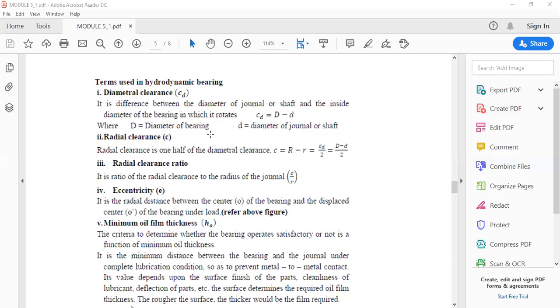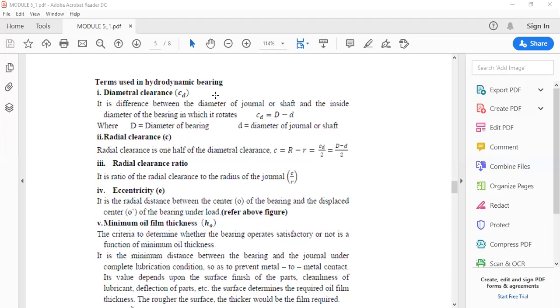So, we were discussing module 5, lubrication and bearing. In the previous session, we came across what is lubricant, what is lubrication, what are the different lubricants, what are the requirements of a good lubricant, and so on, and also the principle of the hydrodynamic theory or hydrodynamic mechanism that we discussed in the previous session.